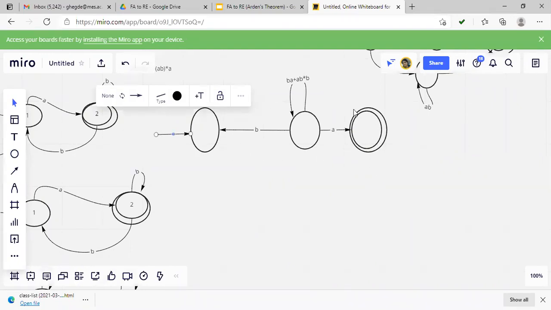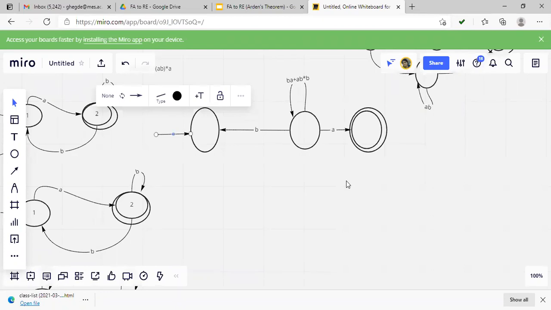What is the RE for this? Students, what is the RE for this diagram? For this finite automata? Anyone, students? What is RE for this finite automata? Quickly. There's no outgoing arrow from the start state.